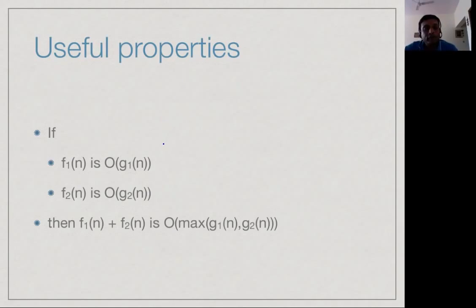Now here is a useful fact about big O. If I have a function f1 which is big O of g1 and another function f2 which is big O of g2, then f1 + f2 is actually dominated by the max of g1 and g2. You might think it is g1 + g2. This is the obvious thing that comes to mind, that f1 + f2 is smaller than g1 + g2, but actually it is max. How do we prove this?